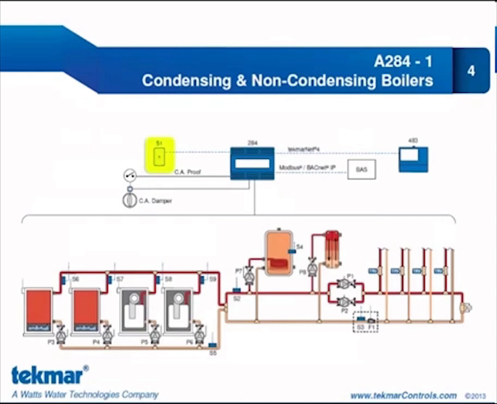We have connected to an outdoor sensor, and that's so we can provide a reset water temperature for the space heating zones. We're also controlling a combustion air damper. And you can see in this case, we're using that end switch to provide combustion air proof to the 284. This is optional. We can control the combustion air damper without providing proof, but if we've configured the 284 to provide proof, then we will not operate the heating plant until we get that proof.